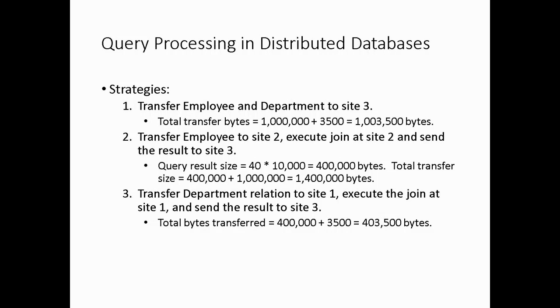Okay, so let's look at some strategies. In this particular case, we are going to look at three strategies. The first one: transfer employee and department to site 3, because we need the result at site 3. You have to transfer both. So the total transfer is, as we talked about earlier, 10^6 plus 3,500 for employee and department, which gives you 1,003,500 bytes. Let's look at another scenario. Let's say you transfer employee to site 2, perform the join operation there, and then send the results to site 3.